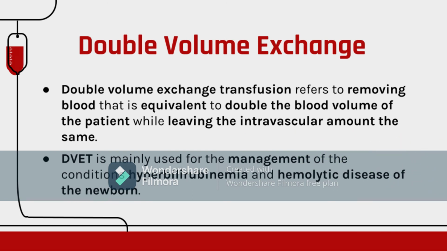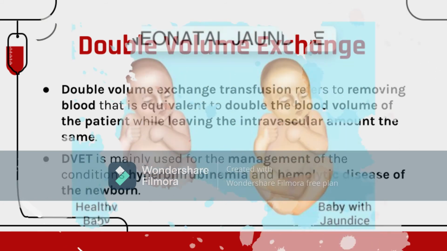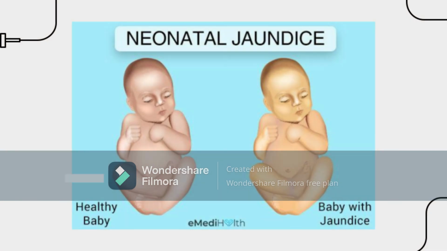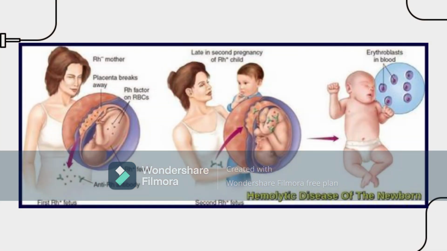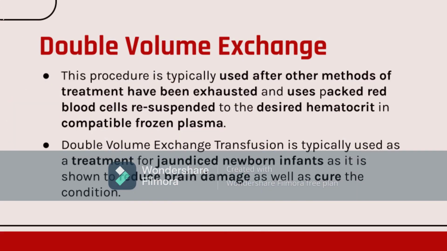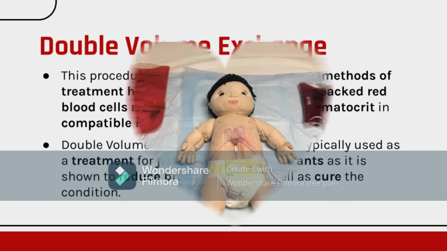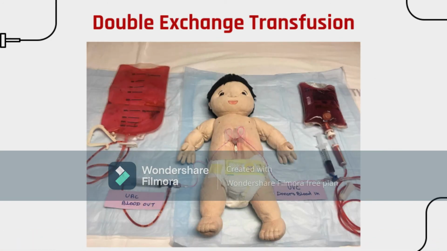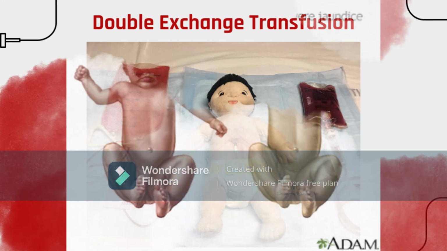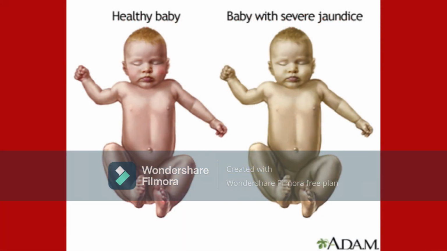Double volume exchange transfusion refers to removing blood that is equivalent to double the blood volume of the patient while leaving the intravascular amount the same. It is mainly used for management of conditions such as hyperbilirubinemia and hemolytic disease of the newborn. This procedure is typically used after other methods of treatment have been exhausted. It uses packed RBCs resuspended to the desired hematocrit in compatible frozen plasma. It is typically used as treatment for jaundiced newborn infants, as it is shown to reduce brain damage as well as cure the condition.